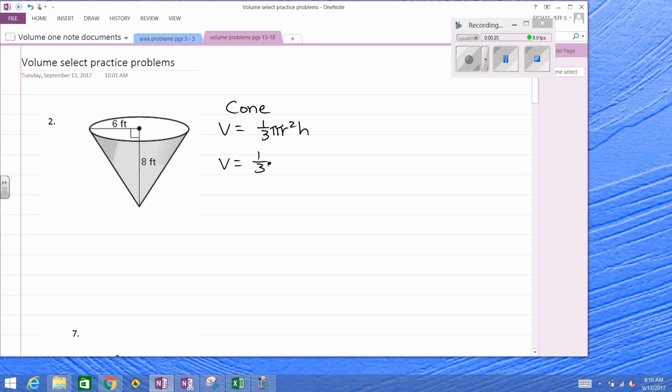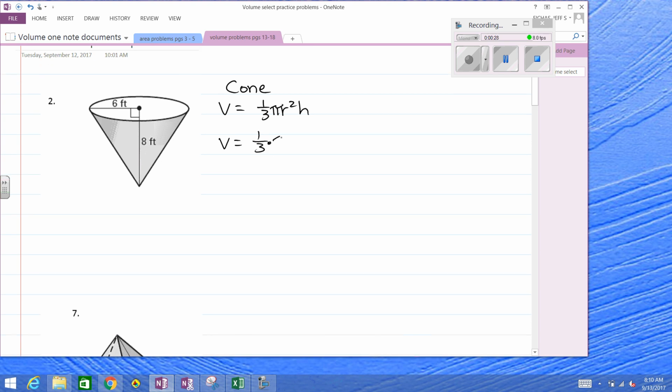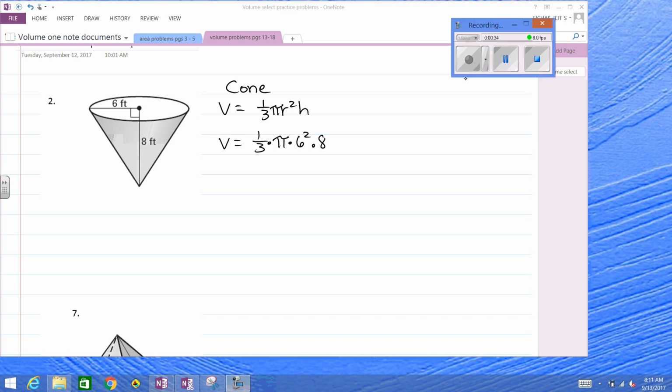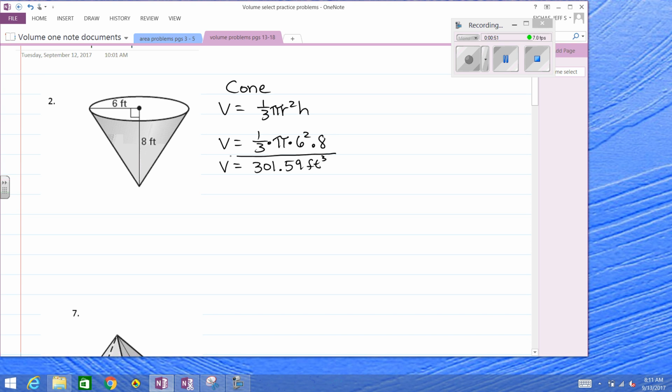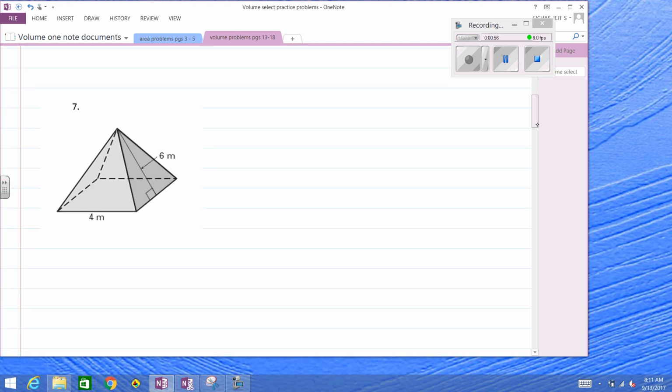And we're going to substitute in the values that we know. Let the calculator do this, and what we get is 301.59 something, and then it rounded to 59. We don't have to include units of measure, but if we do, let's get them right. Feet cubed, and move on to number 7.